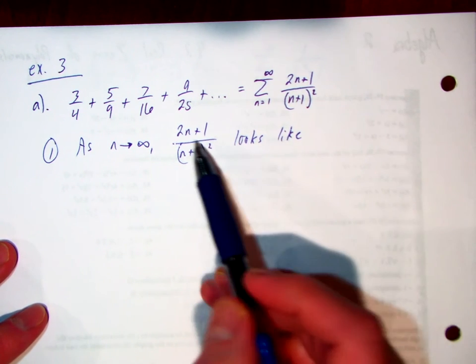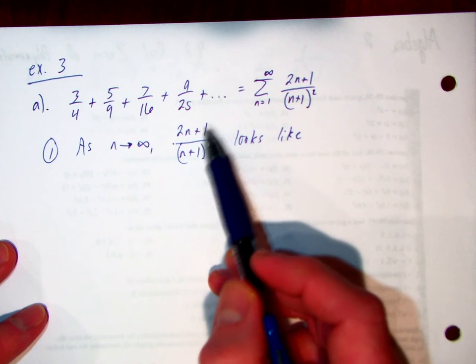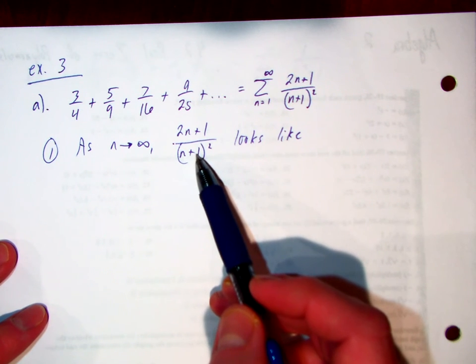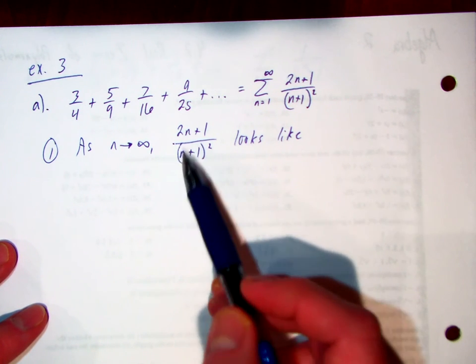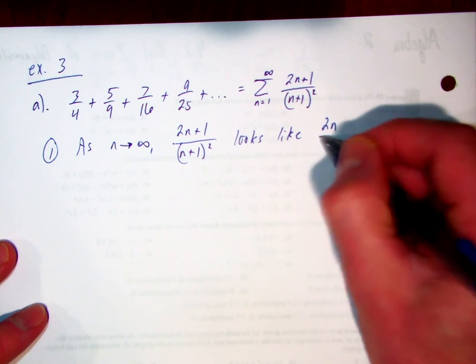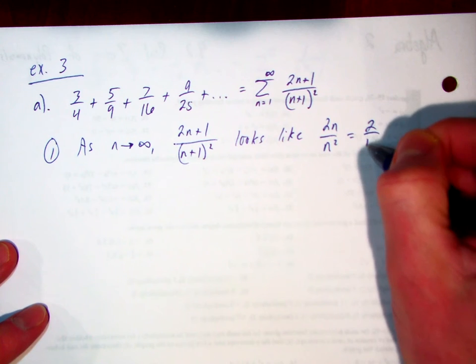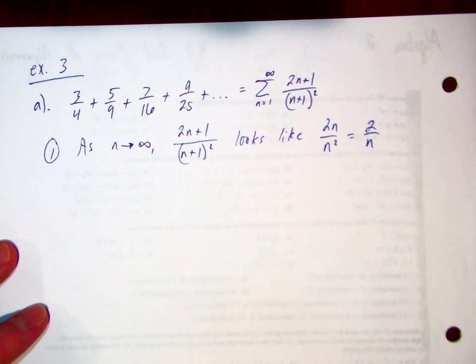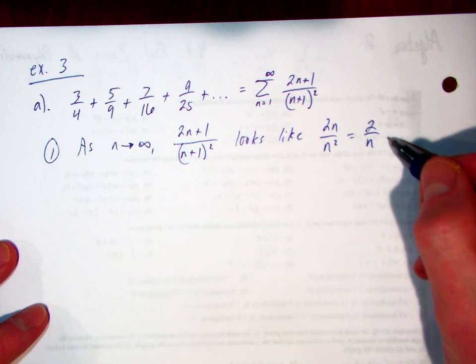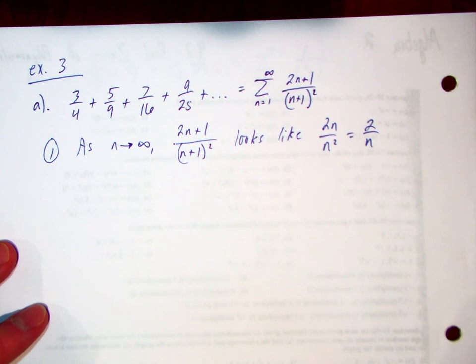Well, of course, as n goes to infinity, the plus 1 doesn't really matter, and this plus 1 doesn't really matter, right? We just always look at the highest degree. So this is going to look like 2n over n squared. What does that reduce to? Well, the n's cancel out. That looks like 2 over n. And if we take out the 2, it's 1 over n.